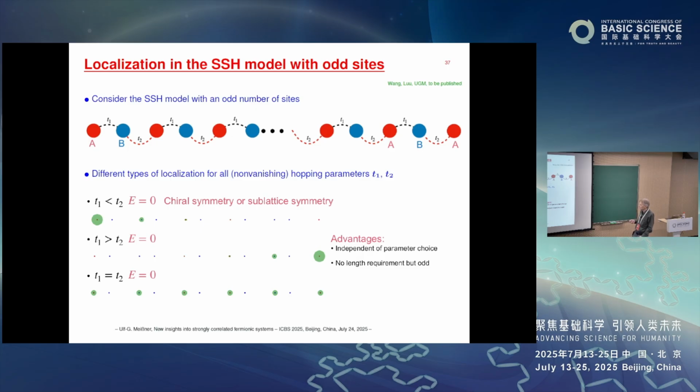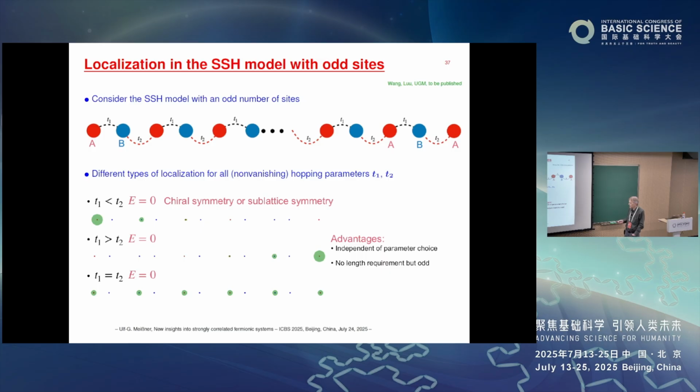So now you find you have different types of localization for all values of the hopping parameters. For T1, because there's chiral symmetry or sublattice symmetry, your localization depends on the right or on the left as you have an A or B type addition. So if you have an A type addition, you get these T1 smaller than T0, you get energy 0 in this case, so the localization on the left side.